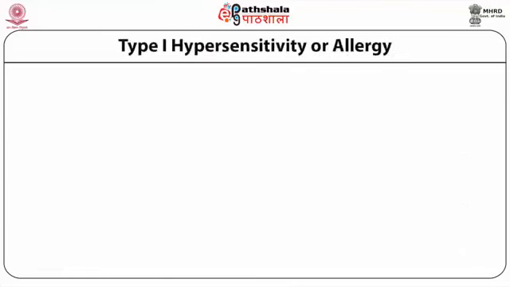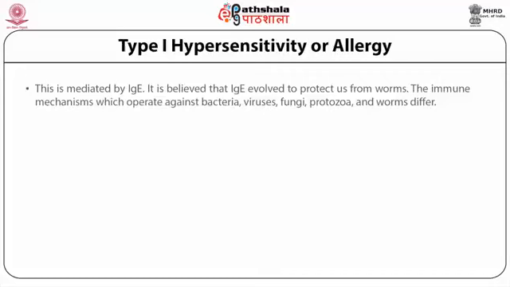Type 1 hypersensitivity, commonly called allergy, as we mentioned, is mediated by IgE. It is believed that IgE evolved to protect us from worms.